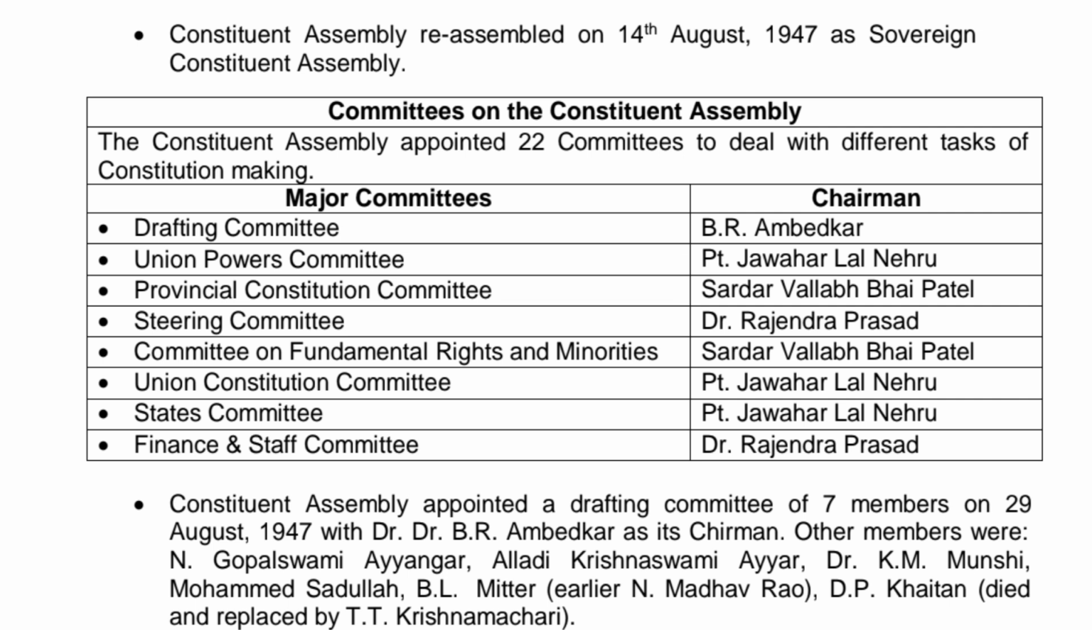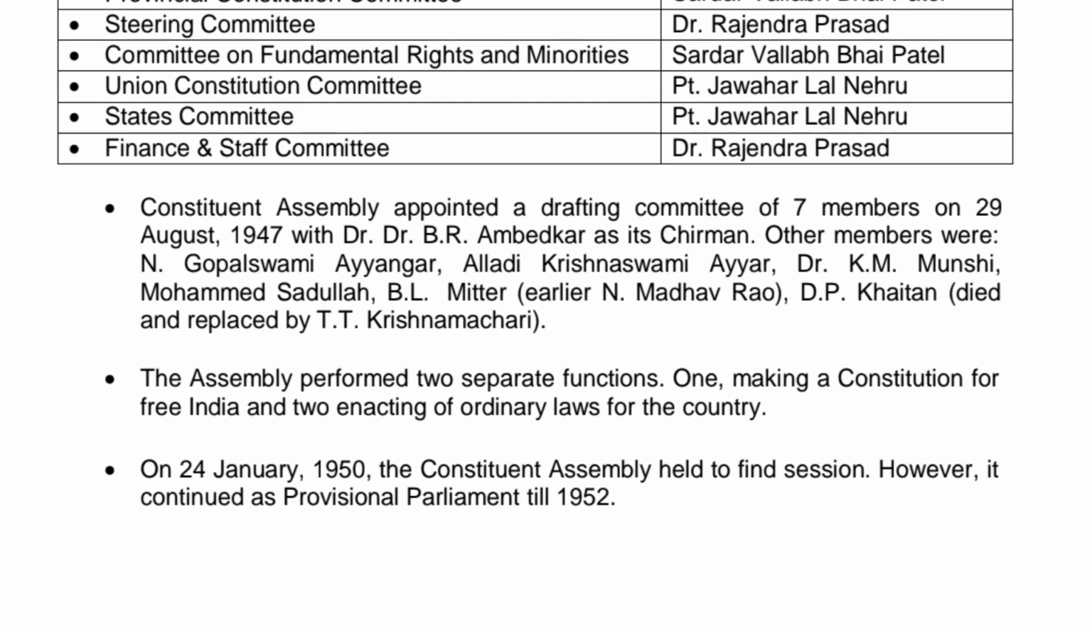Drafting Committee, Dr. B.R. Ambedkar. Union Powers Committee, Pandit Jawaharlal Nehru. Provincial Constitution Committee, Sardar Vallabhbhai Patel. Steering Committee, Dr. Rajendra Prasad. Committee on Fundamental Rights and Minorities, Sardar Vallabhbhai Patel. Union Constitution Committee, Pandit Jawaharlal Nehru. States Committee, Pandit Jawaharlal Nehru. Finance and Staff Committee, Dr. Rajendra Prasad.